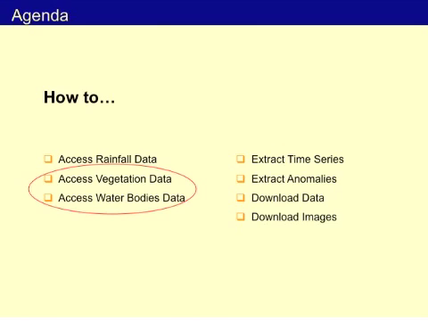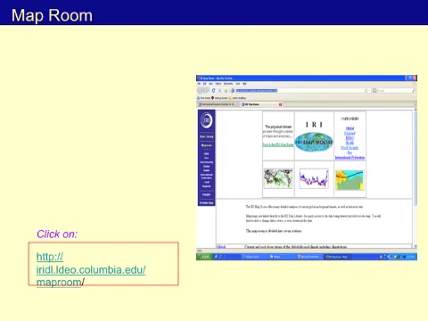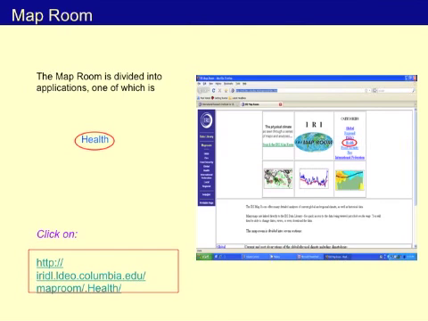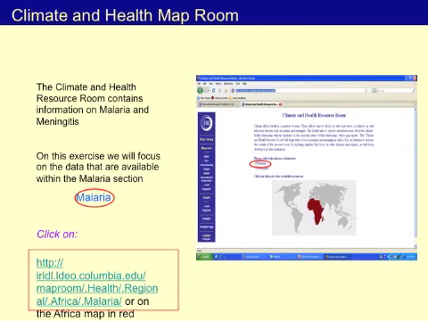Having shown how to access rainfall data and extract time series and download data and images, we are going to investigate how to access vegetation and water bodies data. We will come back to the IRI Map Room by selecting the following URL and select again the Health application in which the vegetation and water bodies products are available. We will select malaria and click on the Africa map.